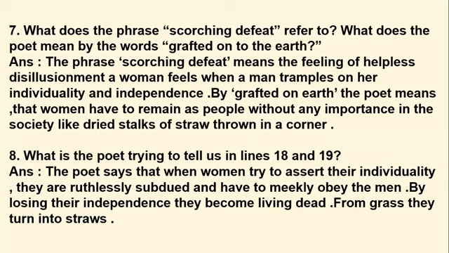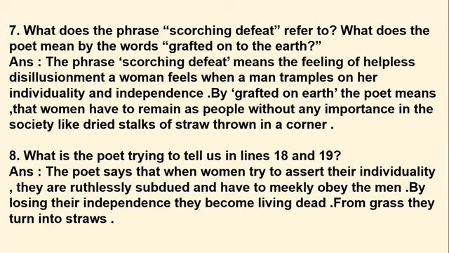When the menfolk are not allowing the women to come up or make their own identity individually, at that time a kind of helplessness they feel is known as scorching defeat. Though they want to go up, they are being defeated because of force and the superiority of the menfolk. Then by "grafted on earth," the poet means that women have to remain as people without any importance in society, like dried stalks of straw thrown in the corner.